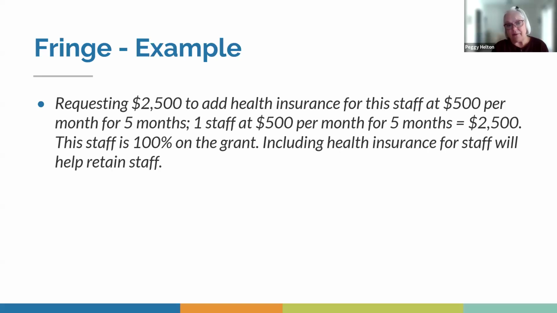An example might be that you're requesting $2,500 to add health insurance for this staff person. Maybe you weren't able to do health insurance and you want to do that from now until the end of the grant. And so the insurance would be $500 per month for 5 months. Again, that 5 months is because you've determined you want to pay it from here till the end of the grant. So one staff at $500 per month for 5 months is $2,500. So you're telling us what you want, and then you're telling us how you got those calculations. And then be sure to let us know that the staff is 100% on the grant. And then why? So you want to include health insurance, to help retain staff.